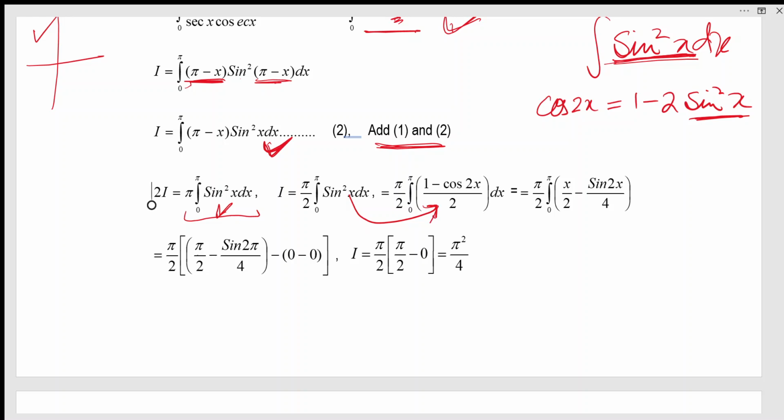Now do the integral. Integral of 1 is x. Integral of cos 2x will be sine 2x. Don't forget to differentiate 2x, because this is not x, this is 2x. So that 2 after the chain rule you have to write over here, and then apply the limits. As I told you earlier, you will apply the limit from 0 to pi, and the question will be done after applying the limits.